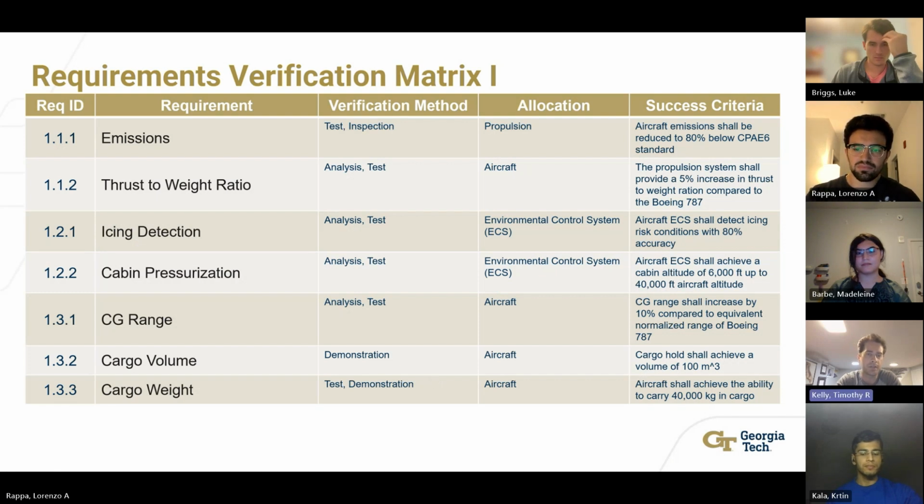Okay, so what we did here is construct a requirements verification matrix with the choice of the blended wing body in mind. The requirements here are listed along with the verification method and allocation for which system it's going to apply to, with the success criteria in the final column. A lot of these verification methods are going to be done by test, others with analysis. Next slide.